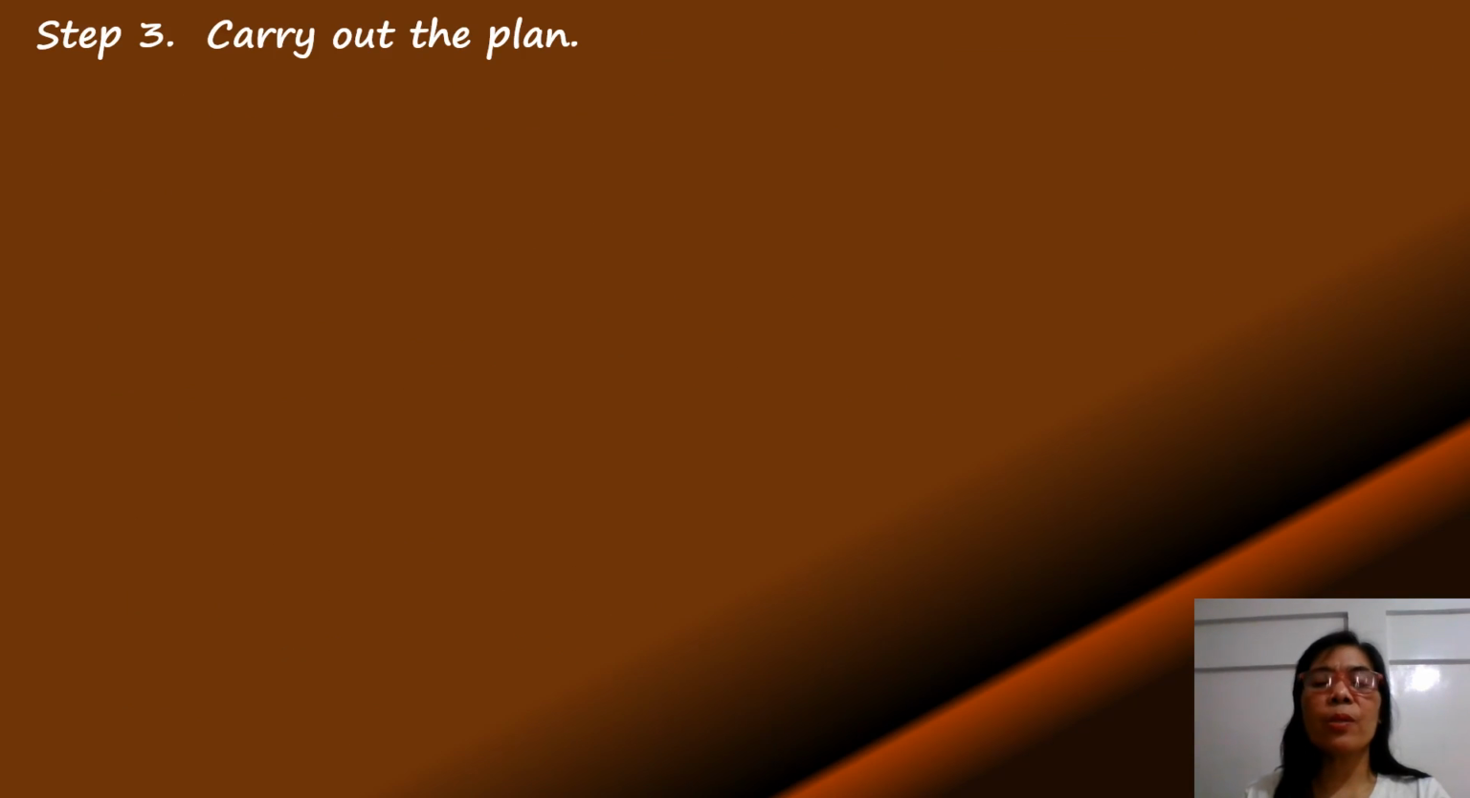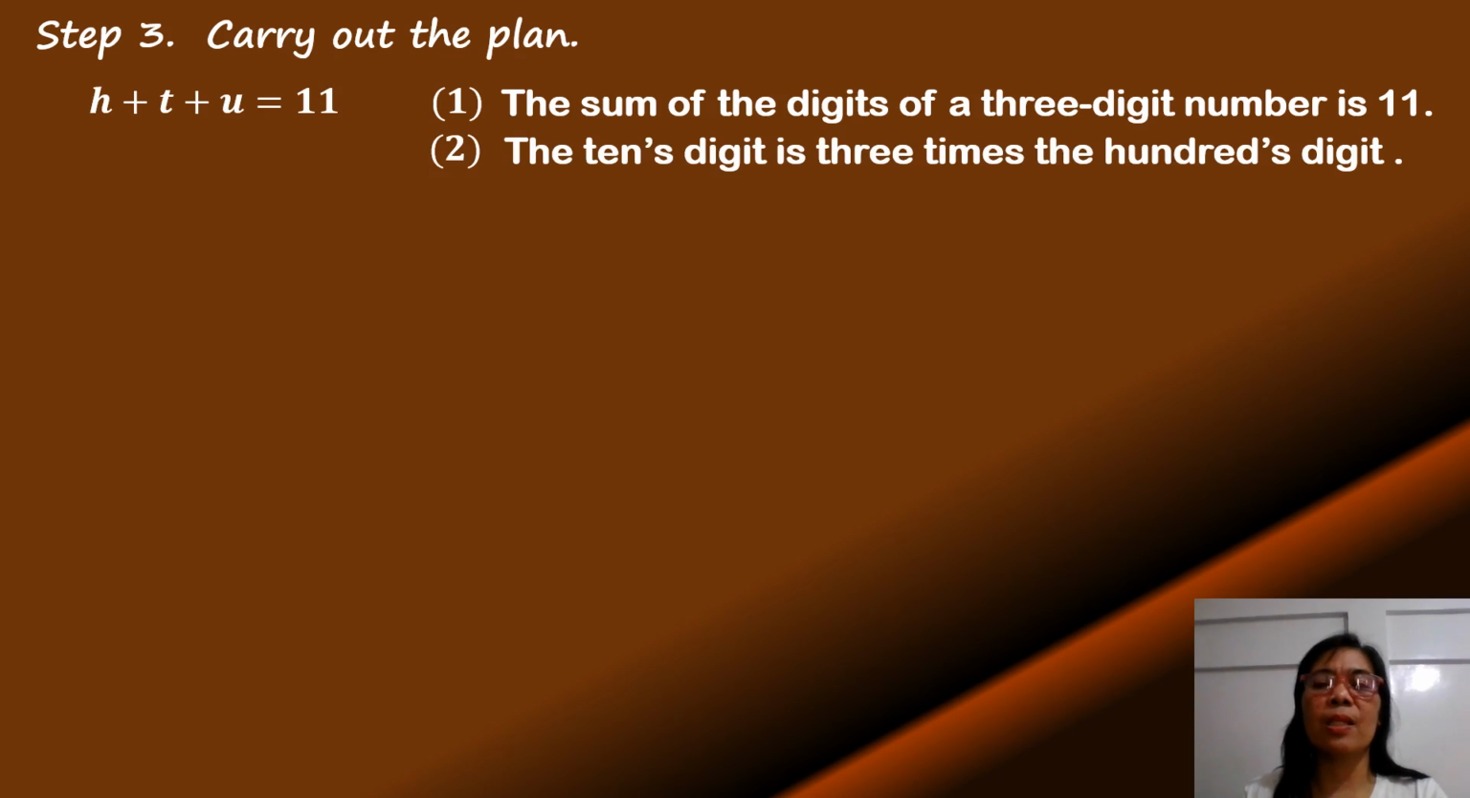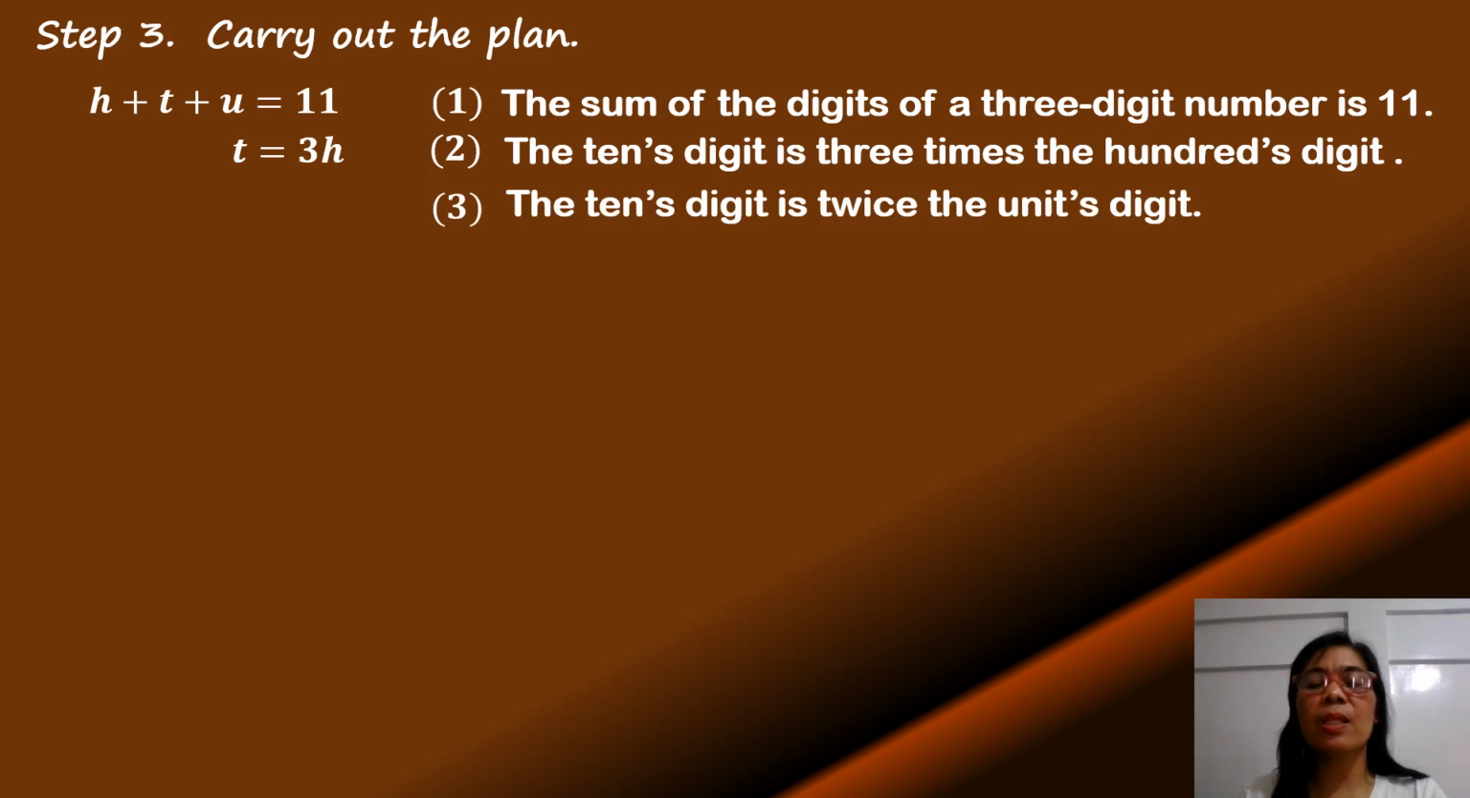The third step in our solution is to carry out the plan. In carrying out the plan, we are going to write the equations based on the given conditions in the problem. The first condition is that the sum of the digits is 11. So we have H plus T plus U is equal to 11. The second condition is the tens digit is 3 times the hundreds digit. So we have T is equal to 3H. Also, the tens digit is twice the units digit. So we have T is equal to 2 times U.